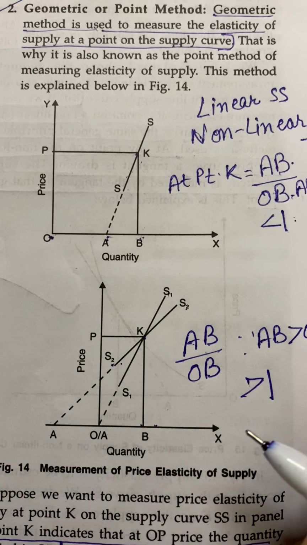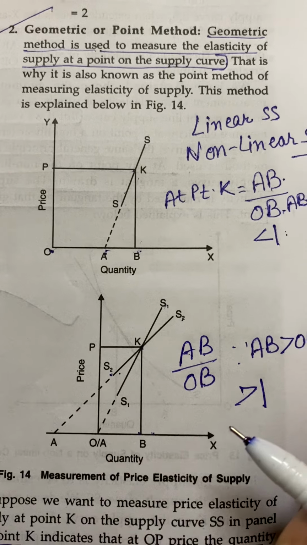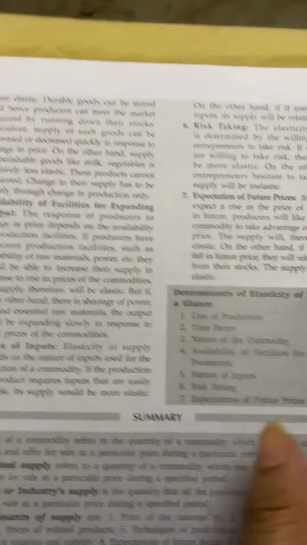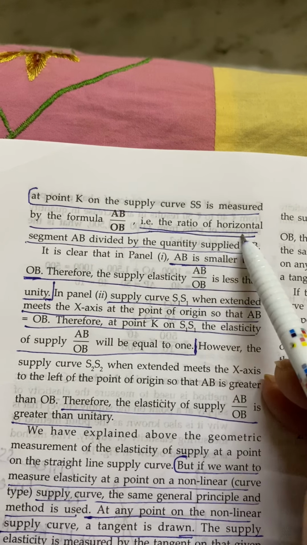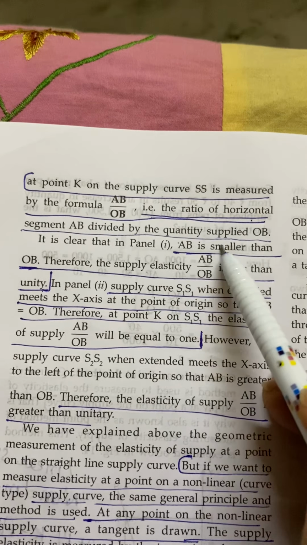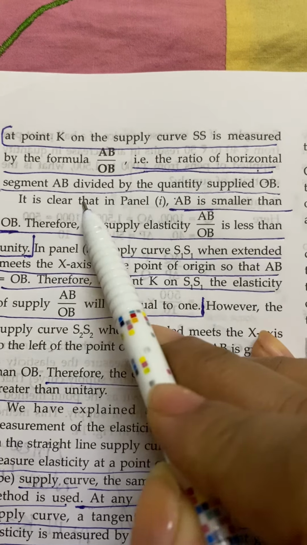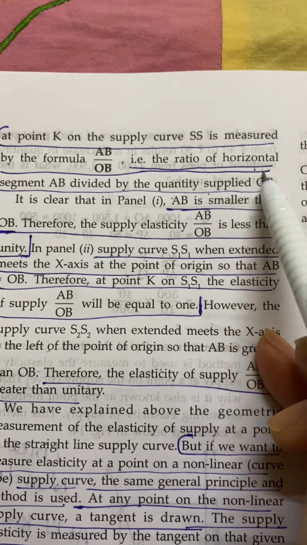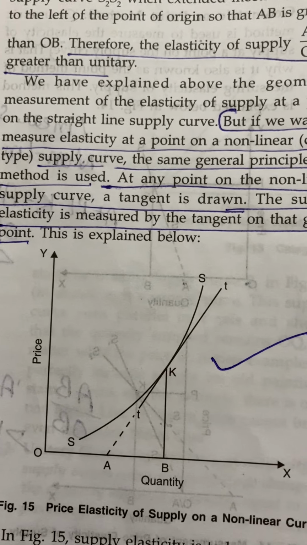So this is a point method on a straight line supply curve. With the help of the formula, the ratio of horizontal segment divided by quantity supplied. Same way, children, on a non-linear supply curve.